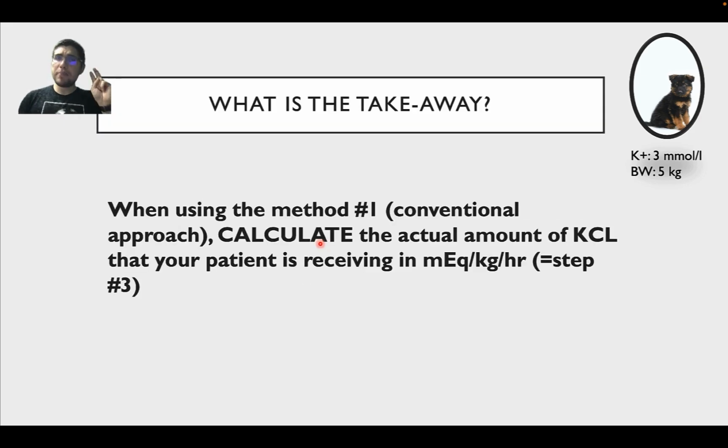When you're using this method number 1, or conventional approach, you want to calculate the actual amount of KCl that your patient is receiving in milliequivalents per kg per hour. And I will teach you how to do that when we talk about method number 2. But that will give you an extra piece of information that will tell you about how much actual potassium my patient gets depending on the fluid rate that he's on.